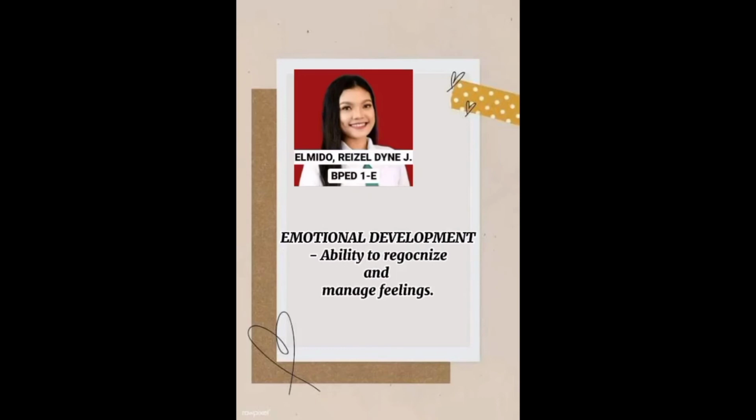Emotional development refers to the ability to recognize, express, and manage feelings at different stages of life and to have empathy for the feelings of others. The development of these emotions, which includes both positive and negative emotions, is largely affected by relationships with parents, siblings, and peers.